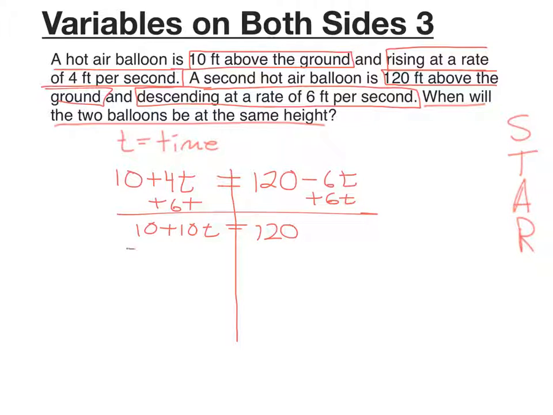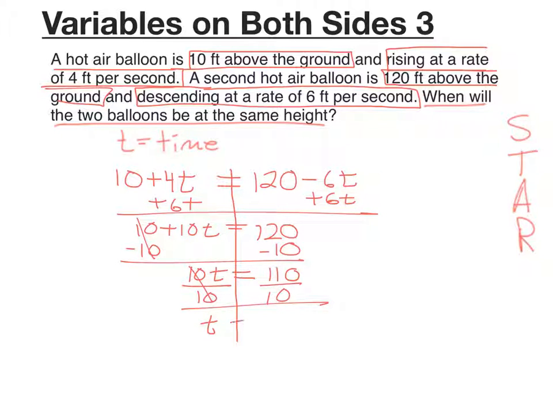Now I need to subtract 10, and I get 10t equals 110. Divided by 10, and I get t equals 110 divided by 10, which is 11. So 11 seconds. After 11 seconds, these two balloons will be at the same height.